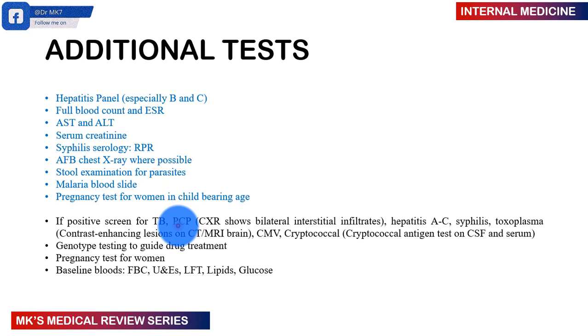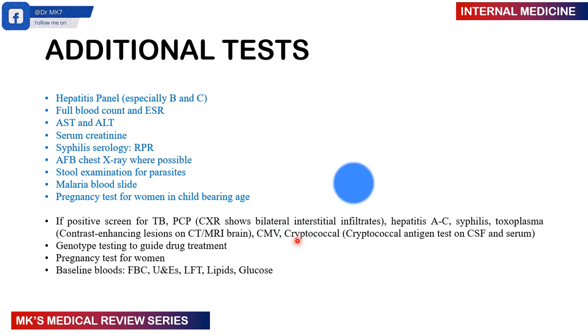So on the chest x-ray, you may see bilateral interstitial infiltrates, and generally with the Pneumocystis jirovecii type of pneumonia, they tend to desaturate very quickly, especially when you take them off O2. Screen for hepatitis A, B, and C. Screen for syphilis, screen for toxoplasma. You may get ring-enhancing lesions on the CT scan or the MRI. Screen for cytomegalovirus, cryptococcal infection.